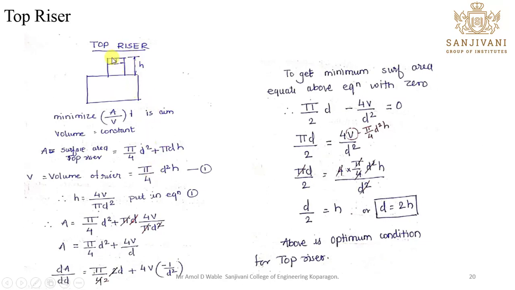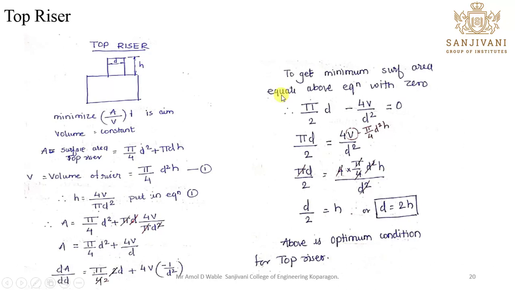But in this case only one surface area of a circle is exposed to the surrounding. So what will be the surface area of the cylinder in this case? So surface area of a top riser in this case will be pi by 4 d square, that is the area of a circle, plus pi dh, that is the circumference area of the cylinder. We have taken only a single surface area of a circle, as only one surface area of a circle comes in contact with the surrounding. So that is the change. For the remainder, use the same concept.